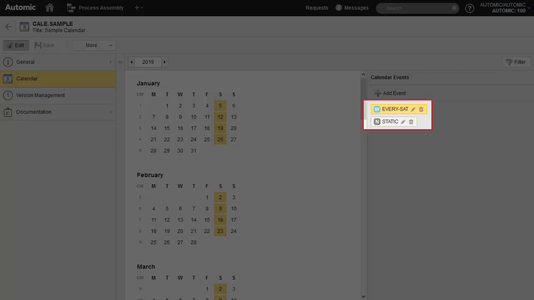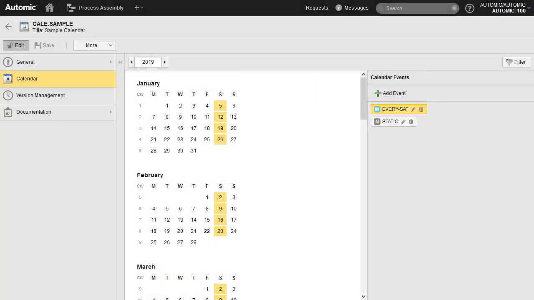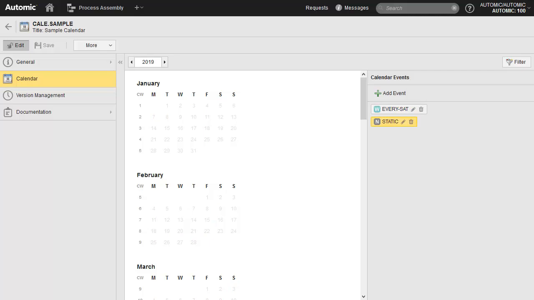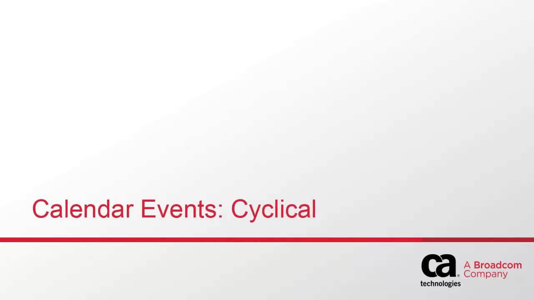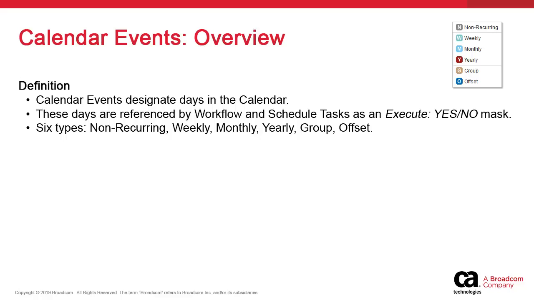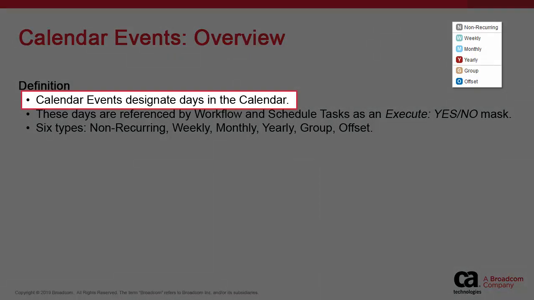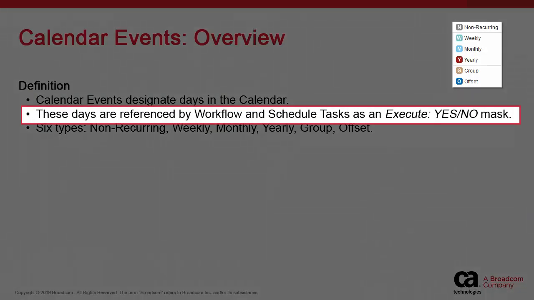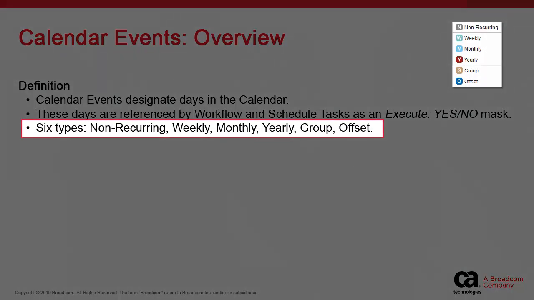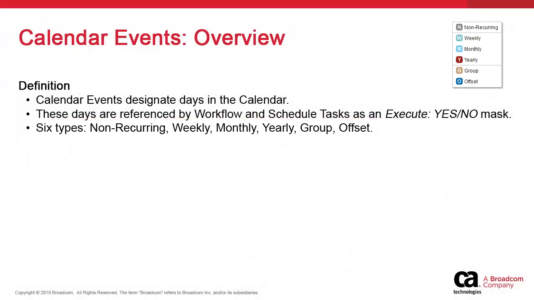Moving on, we'll explore the other calendar event types conceptually, since the process is the same for all of them. Calendar events are simple. They designate days. They are then used as an execution mask in workflow and schedule tasks to either allow or deny executions. There are 5 types in addition to the non-recurring. We first consider the cyclical events, namely weekly, monthly, and yearly.